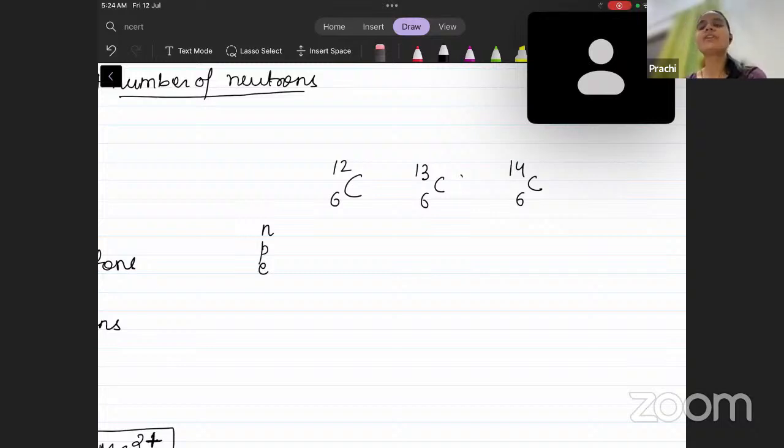So what we have learned is that, as I can see, all of them are neutral species.